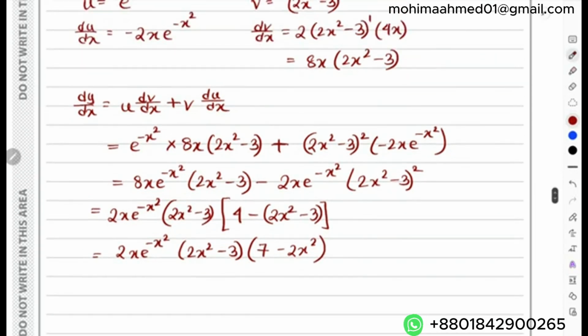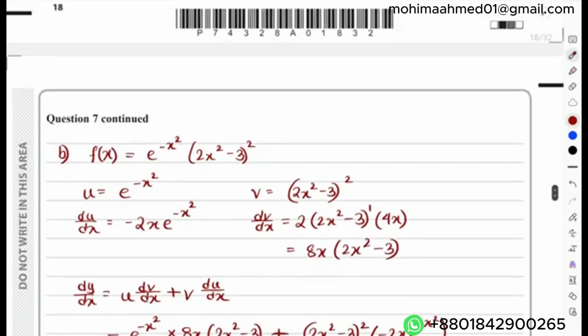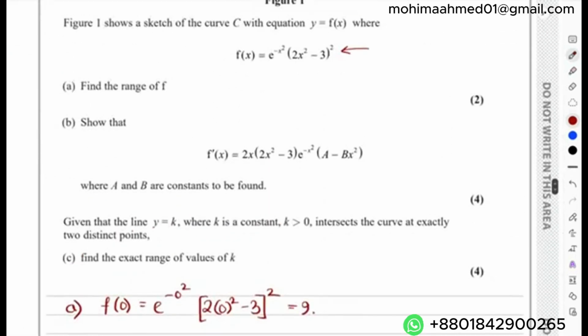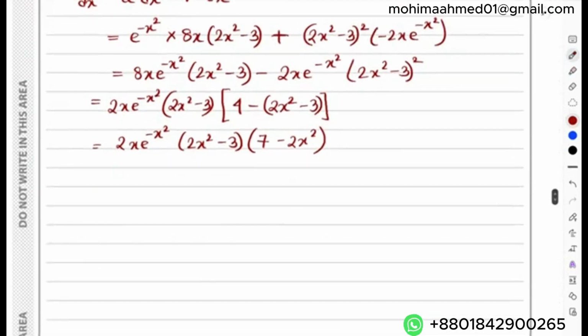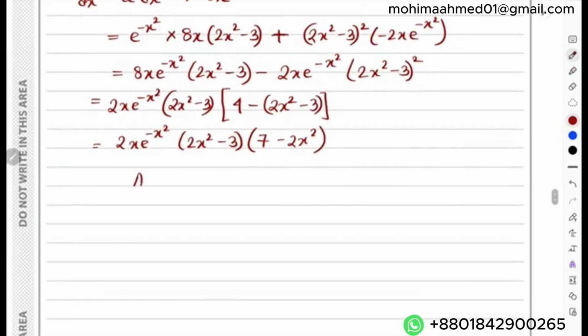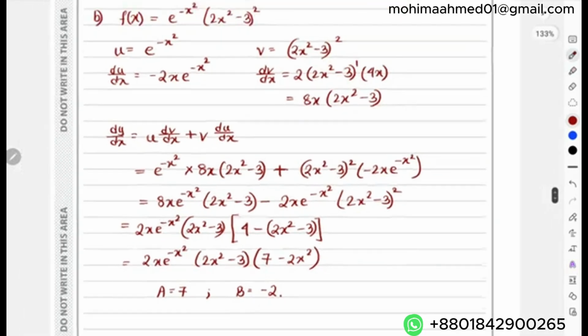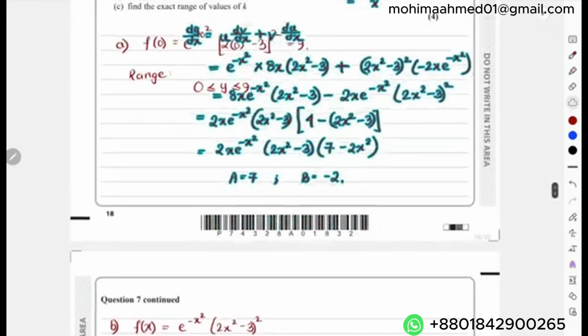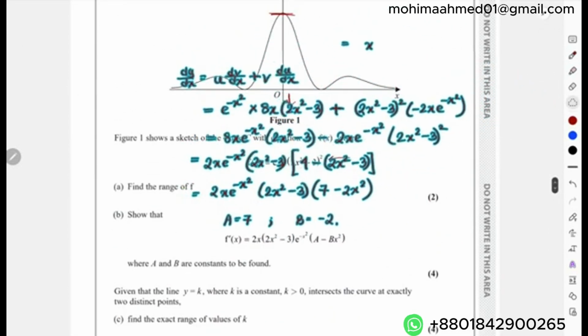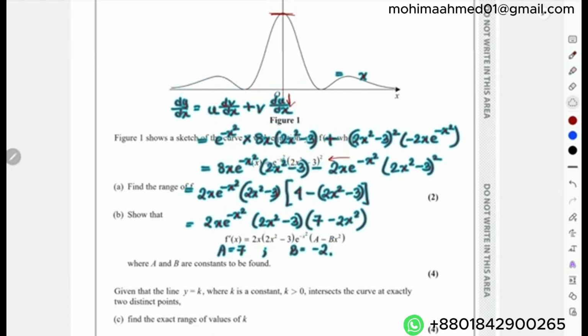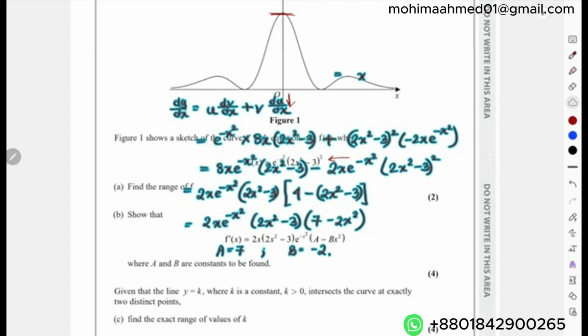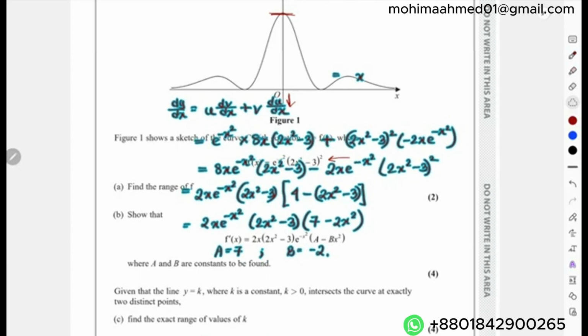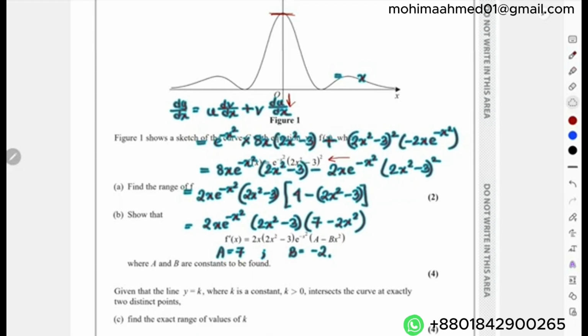So this was the final answer you're supposed to keep your answer in. If you go back to your question, A in that case will be 7 and B will be minus 2. So you can just write A is 7 and B is minus 2. If it's quite confusing to understand from this stage, I'll take this part to the very top so you can see the similarities. As you can see, 2x e power minus x square, 2x square minus 3, and then a minus bx square is all in the form. So obviously in that case, a is 7, b is minus 2.